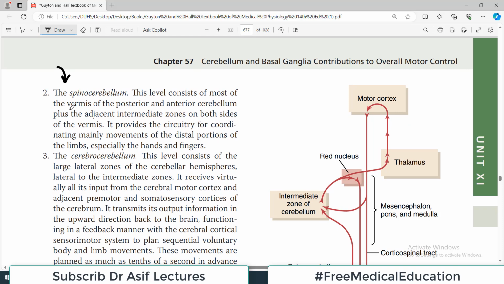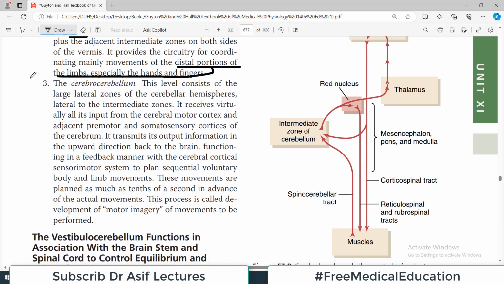This level consists mostly of the vermis, and this part is important for movements of the distal portions of the limbs and hands and fingers. Okay, and the third important feature of the cerebellum is the cerebrocerebellum, where it is communicating with the cerebrum. It consists of the lateral zones of the cerebellar hemispheres.